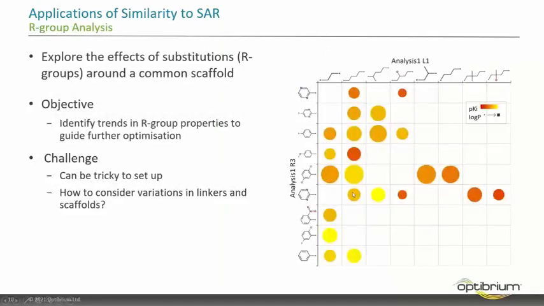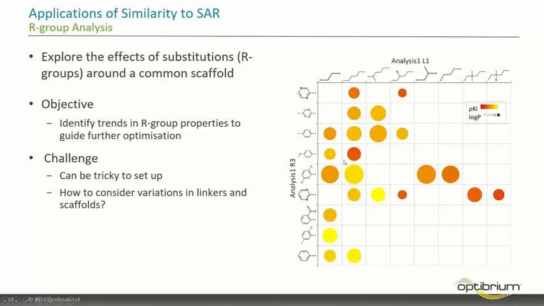Another very common approach is to look at R group analysis. So here we can take a common scaffold and look at different substituents on that scaffold, often called R groups. And here what we're trying to do is to find trends in R group properties that can guide further optimization. Maybe you need a hydrogen bond donor at one particular position, or a particularly lipophilic group in another region, or something like that. So this is a very nice way to look at patterns across a chemical series that share a common scaffold.